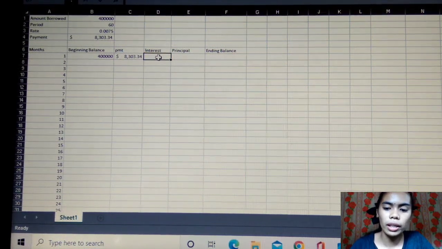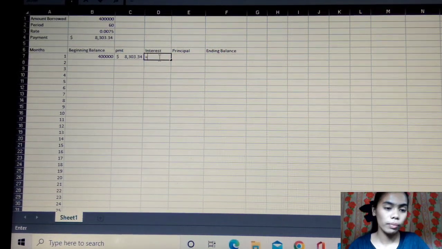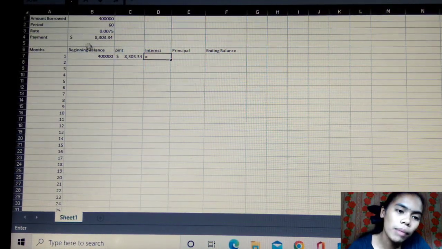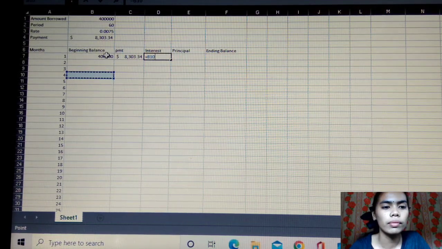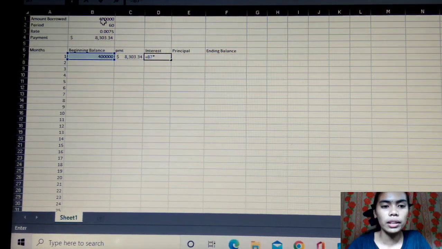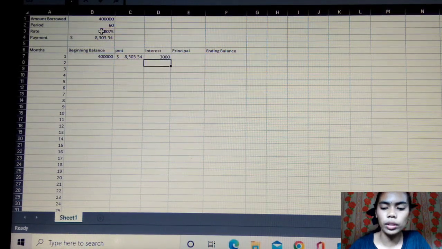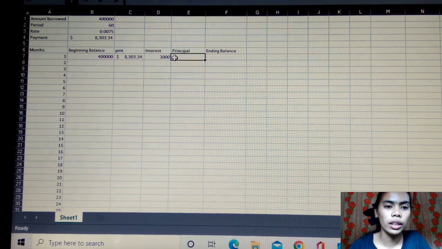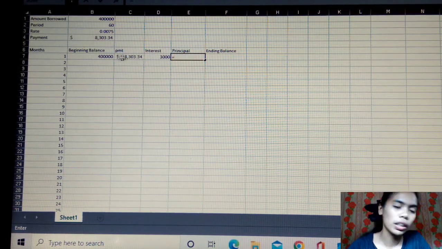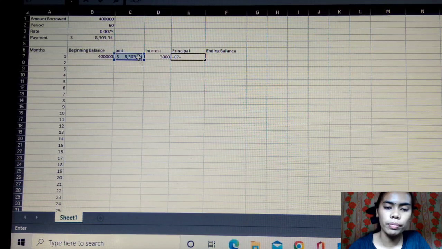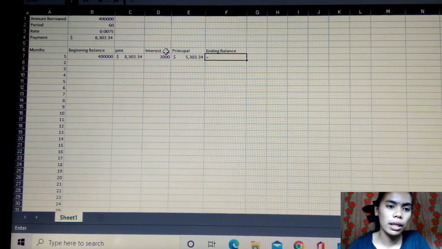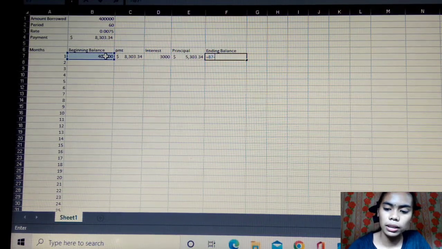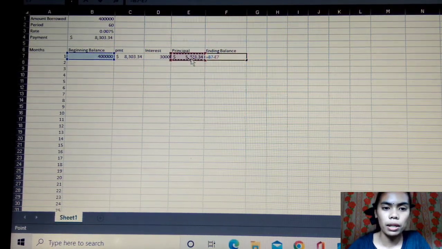For our interest, click the equal sign, and then interest is beginning balance times the rate. So beginning balance times the rate, and enter. So our interest is 3,000, and for our principal it is PMT minus interest, and then our ending balance is beginning balance minus principal.